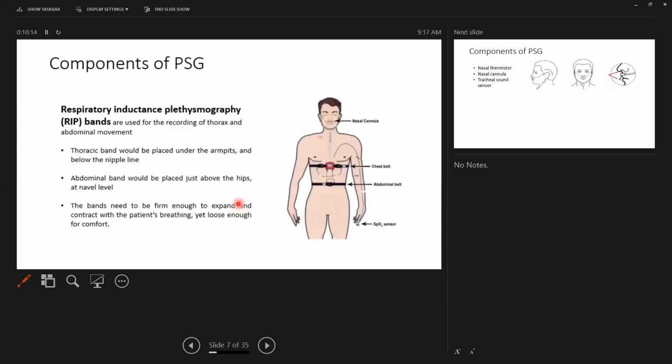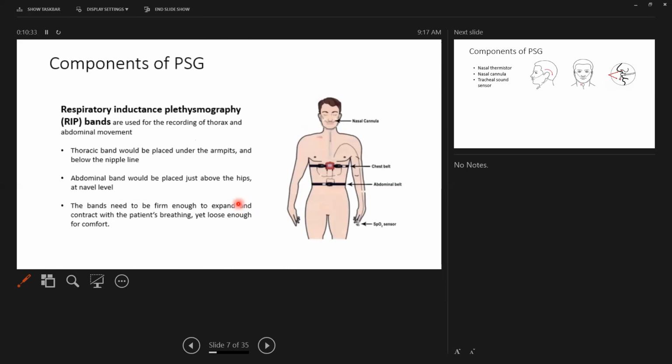Now, these 2 are very important. These bands, the thoracic band governing the expansion of the chest, and the abdominal band governing the expansion of the abdomen. So these 2 will indicate how much respiratory effort is being given by the person.